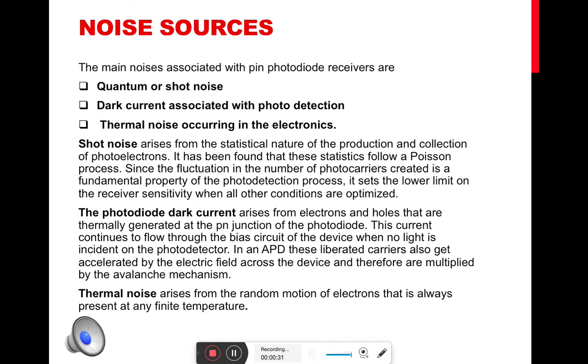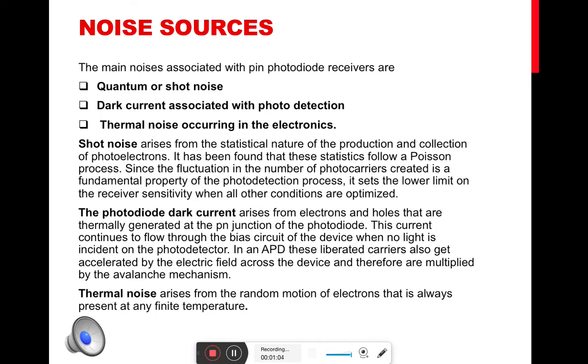The shot noise or the quantum noise arises from the photoelectrons that are being generated when the light falls on the photodetective material. As you all know, there is a randomness associated with the photoelectrons that are generated when the light is incident. Because of this random nature of the photoelectrons, there is a noise associated with it. That noise is called the quantum noise or the shot noise. This random, statistical nature of the photoelectrons is usually analyzed by the Poisson process.